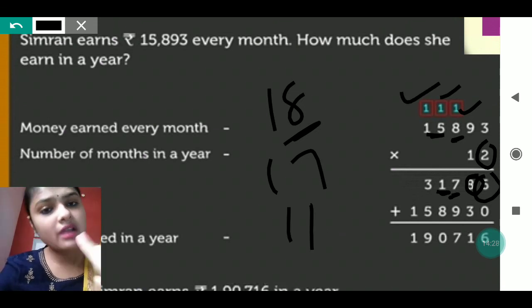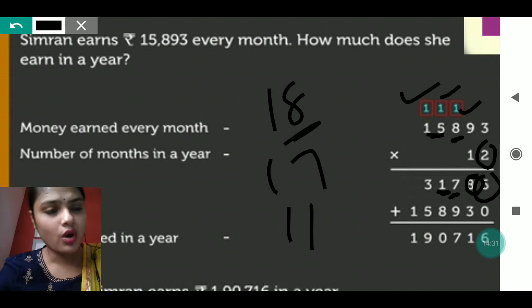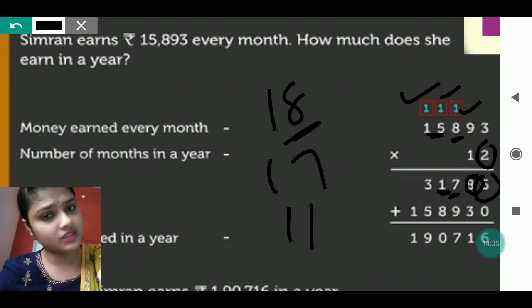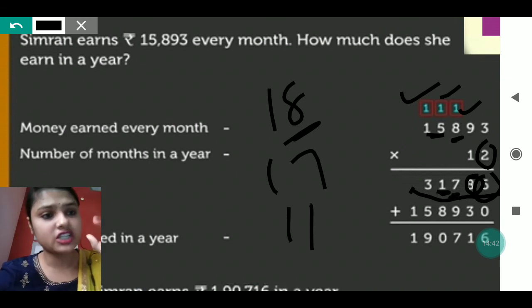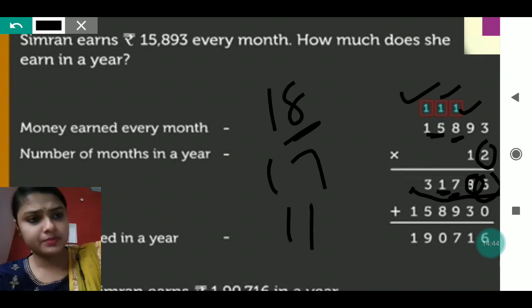Now 2 table 1 time. 2 ones are 2, 1 twos are 2. Then 2 plus 1 is 3. So the first partial product we have got.